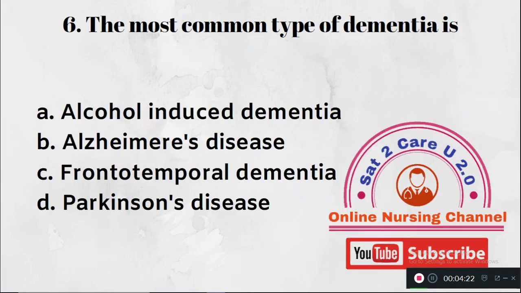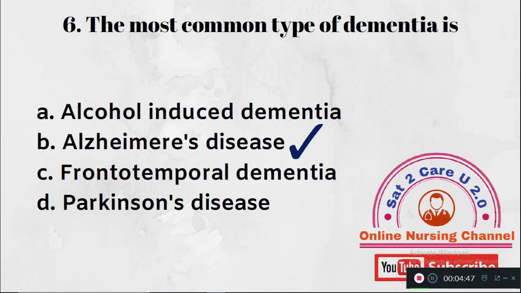Question number 6. The most common type of dementia is option A, alcohol induced dementia. B, Alzheimer's dementia. Option C, frontotemporal dementia. Option D, Parkinson's disease. A common type of dementia in our country is senile dementia, that is also called Alzheimer's disease. Next question.